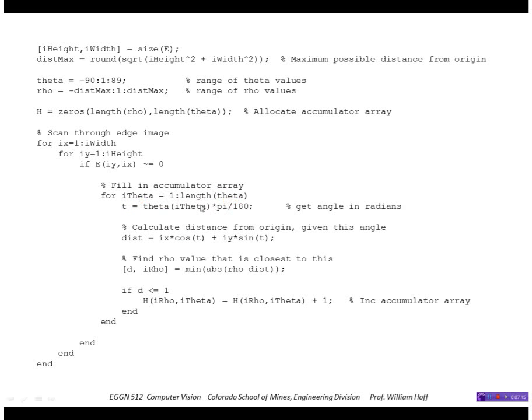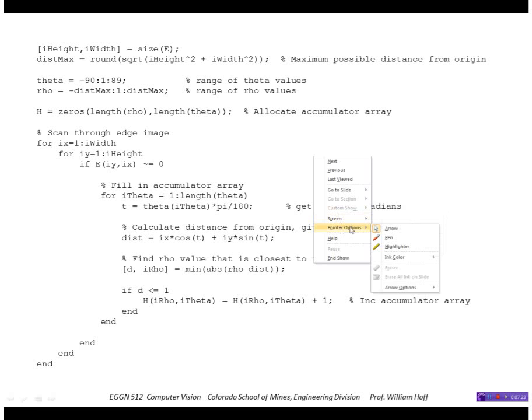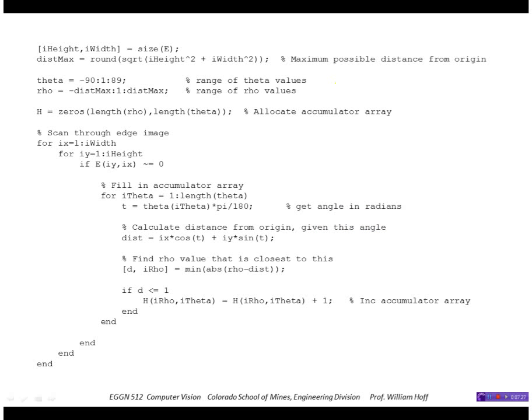And note here that theta is an array of actual degree values. Theta is actually an array that looks like minus 90, minus 89, 0, up to plus 89. So instead of starting from minus 90 and going to plus 89, we're going to just go through the index. So the first index is 1, the next one 2, and then all the way up to, I believe, 180. So that's what this I theta is, that index.